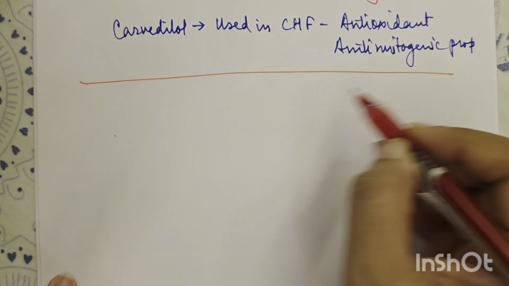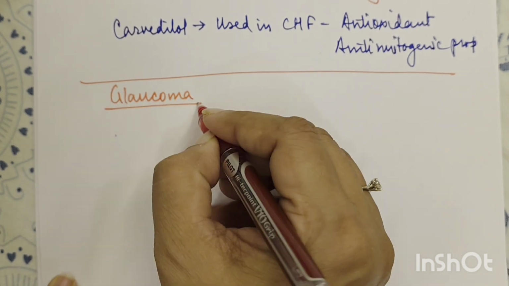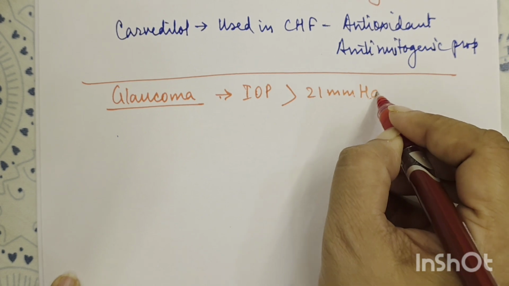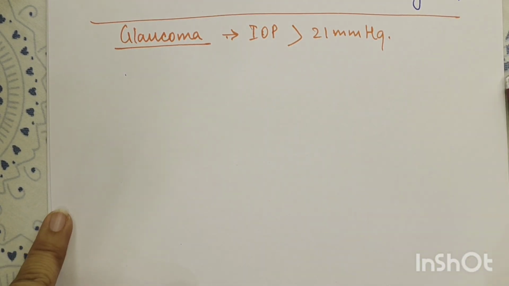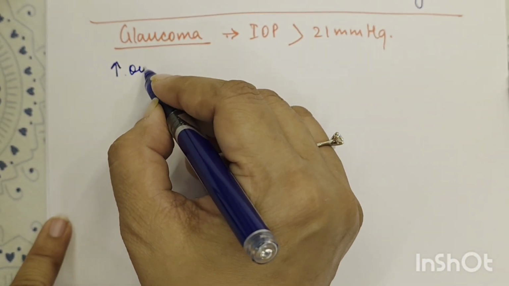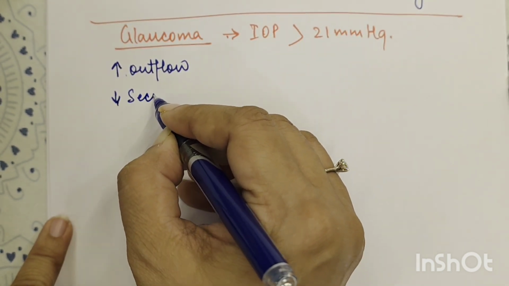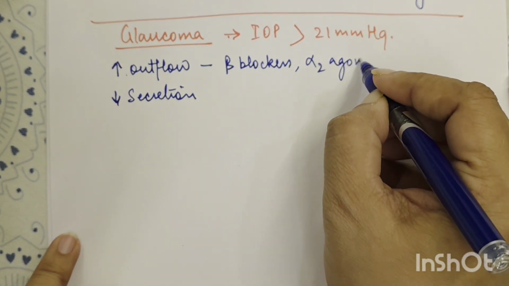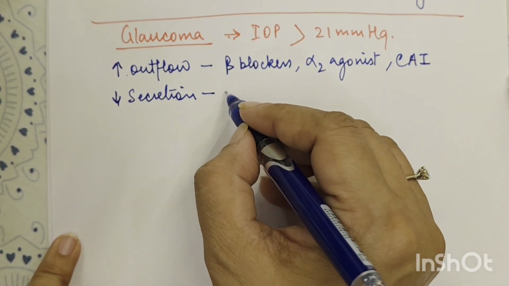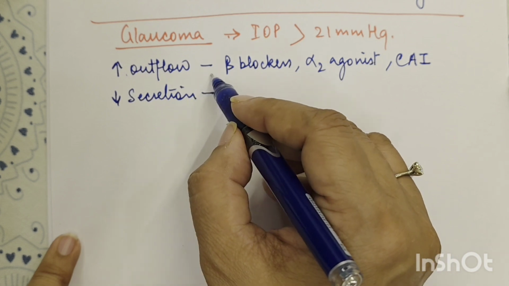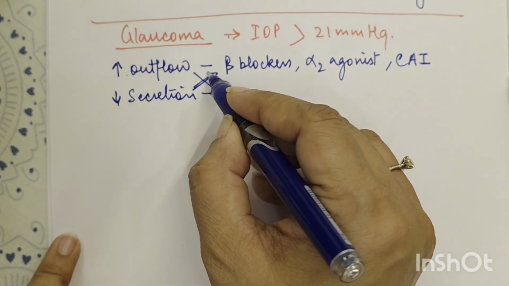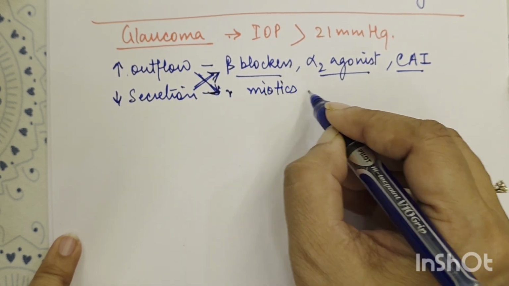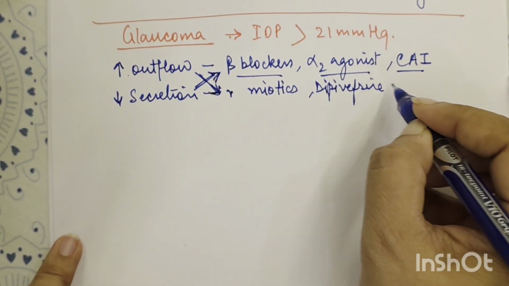Now let's come to the treatment of glaucoma. Glaucoma is a disorder of the eye where there is an increased intraocular pressure, more than 21 millimeter mercury. Now how do you treat it? You either increase the outflow or decrease the secretion. Decreased secretion is done by beta blockers, alpha 2 agonists, and carbonic anhydrase inhibitors, and increased outflow is done by miotics, dipivefrine, and prostaglandins.